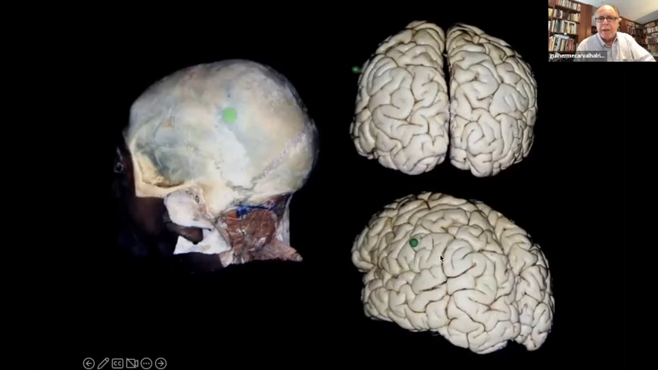Always there. In the parietal region, I want to talk about two important points. One is very easy, which is the calvarium. You have a frontal bossa, an occipital bossa, and a parietal bossa, which is also called parietal tuberosity.